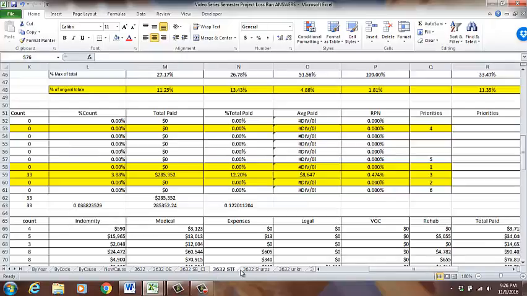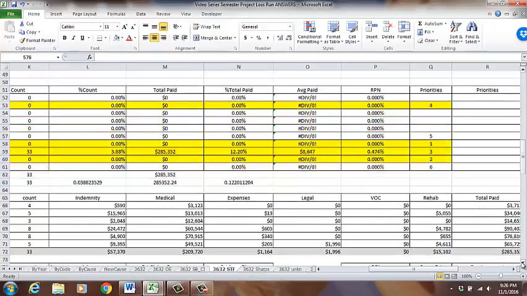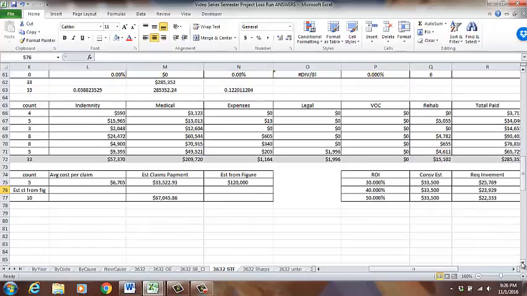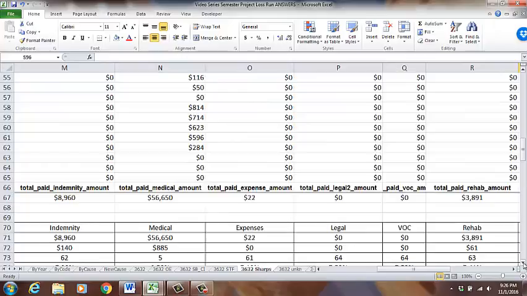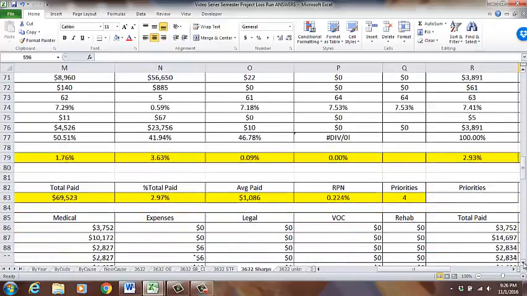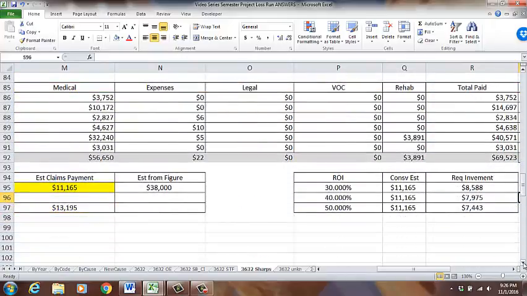I did it for slips, trips, and falls in the same job code. Let's see if we go down a little bit, it'll probably show us. There they are. So again, the estimate for this was 33,500 and the different required estimates. I did it for sharps as well. Again, it depends on what the priorities tell you. If they're strong enough and there's enough data, then you can try the forecast.